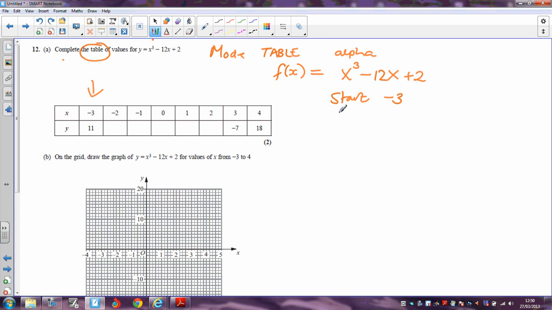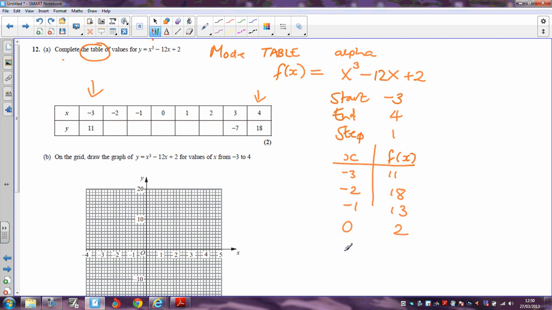Then it'll say end or finish, and you say 4 because the table finishes at 4, and then it'll say step, and you say 1 because you want the table to go up in 1: minus 3, minus 2, minus 1. What the calculator will give you then is a table which will have x and f of x, and the table will go minus 3, 11, and then minus 2, 18, minus 1, 13, 0, 2, 1, minus 9, and 2, minus 14, and so on.